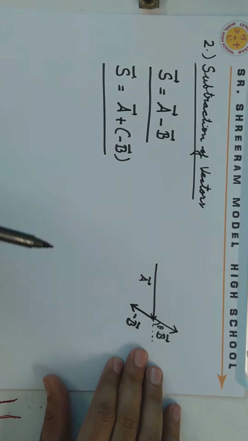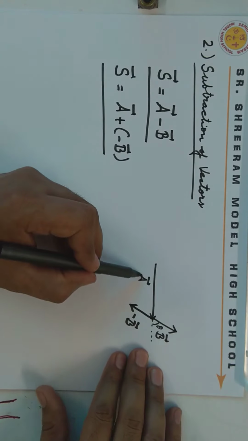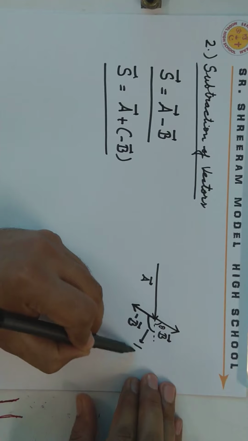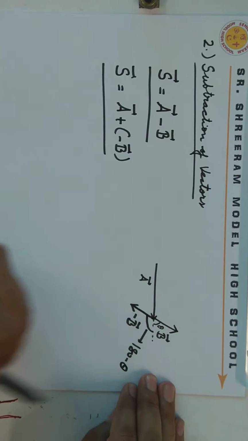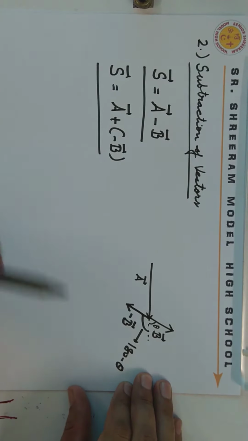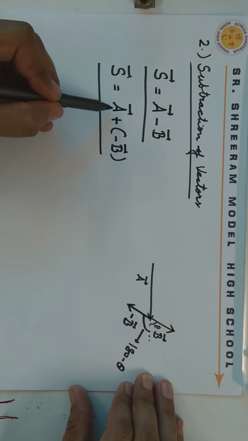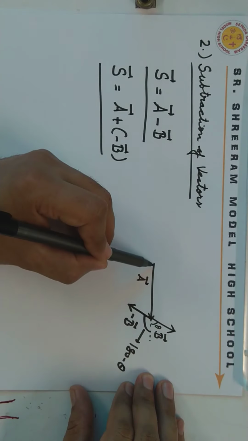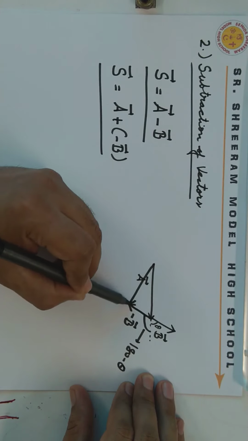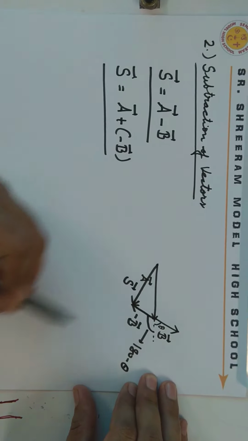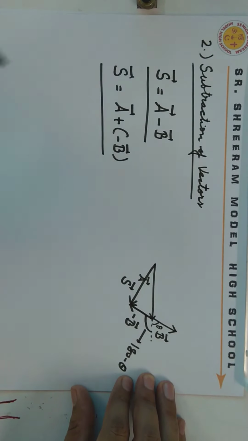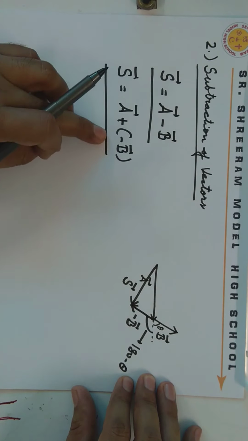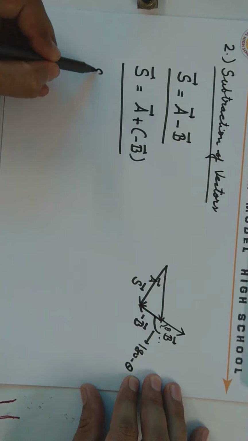Now the angle between vector A and minus B becomes 180 degree minus theta. Okay, no issue. Now what I need is to add vector A with vector minus B. This is vector minus B. So if I add them, this becomes our vector S. Okay, so we can use the same laws as we used in vector addition, because simply what we are doing is addition.